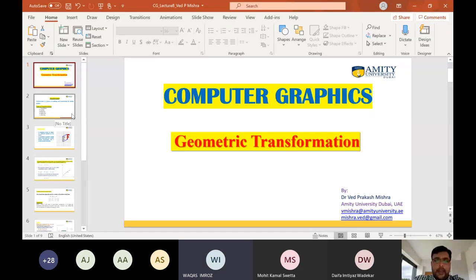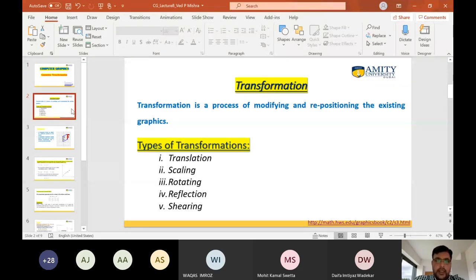Sometimes you shift the place as well, from one place to another place. Sometimes you zoom in or zoom out, meaning you increase or decrease the size of any graphics or picture. So you can say transformation is a process of modifying and repositioning the existing graphics.